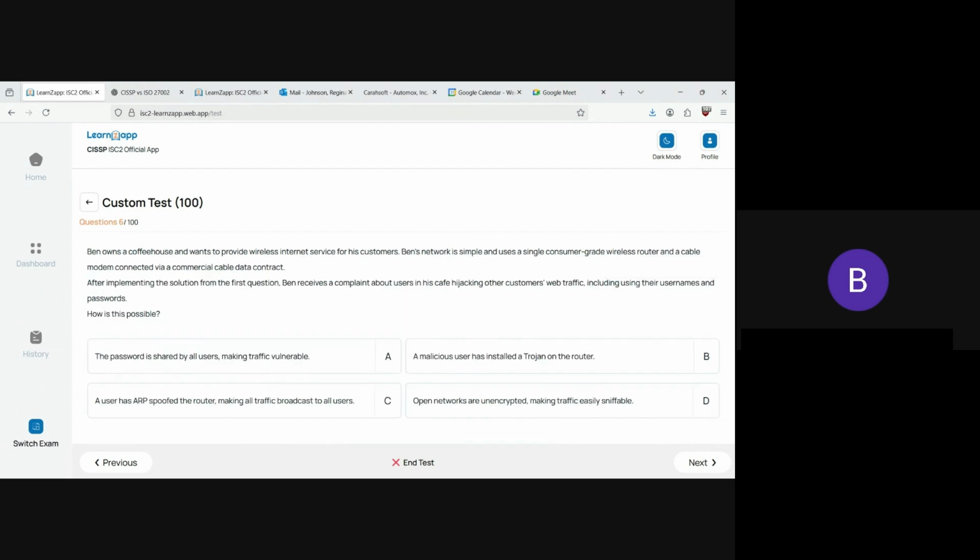Ben owns a coffee house and wants to provide wireless internet service for his customers. Ben's network is simple and uses a single consumer-grade wireless router and a cable modem connected via a commercial cable data contract. After implementing the solution from the first question, Ben receives a complaint about users in his cafe hijacking other customers' web traffic, including using their usernames and passwords. How is this possible?